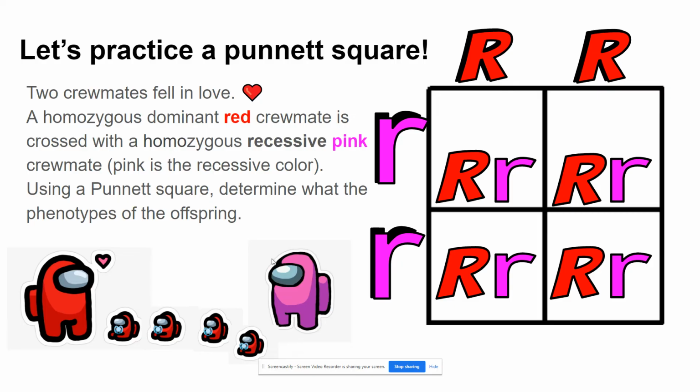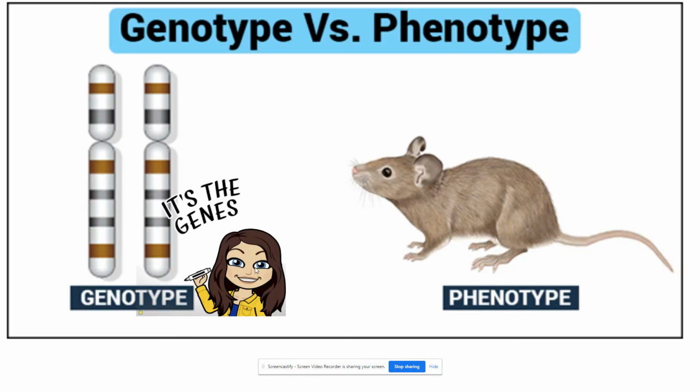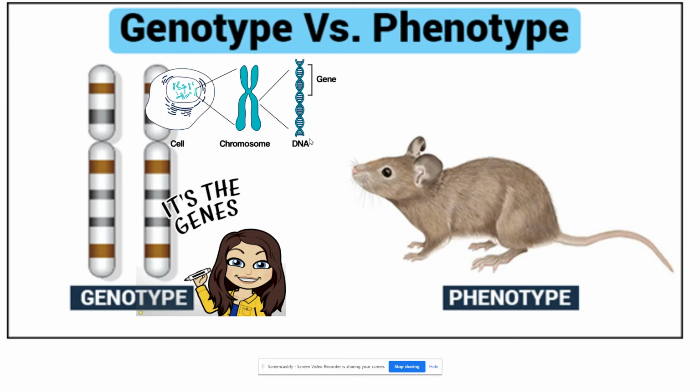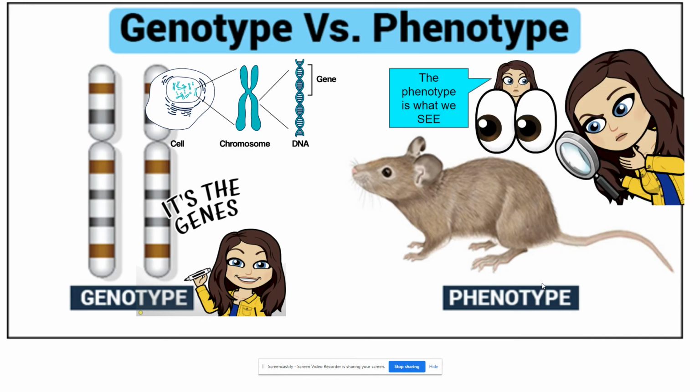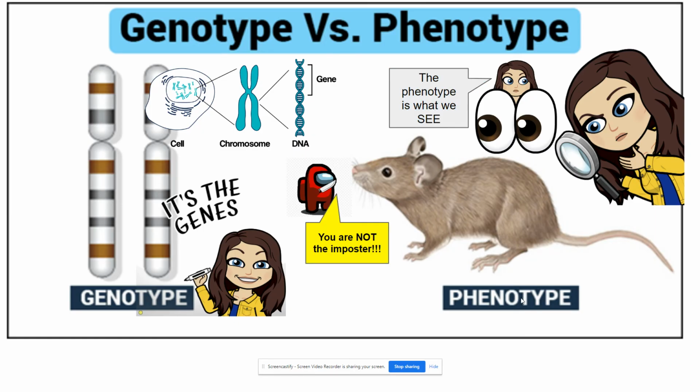Now, it's asking us to determine the phenotypes. But first, we have to remember what a phenotype is. A genotype is the genes, what's represented by the capital R and lowercase r. This is the segment of DNA. When I ask you for the phenotype, I'm asking you for what I'm looking at, what I see. This is the observable trait, whether it's pink or red. Again, in Among Us, the mouse is the imposter.